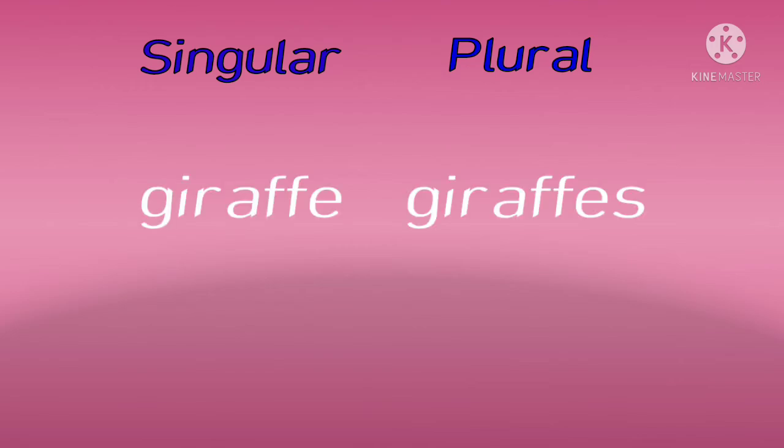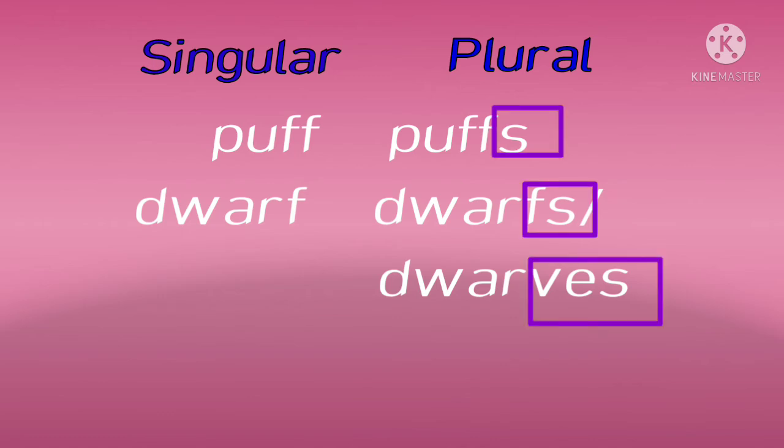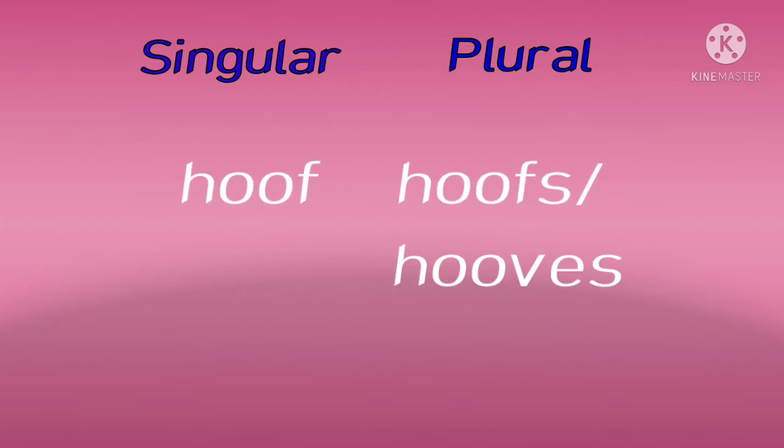However, there are some exceptions to this rule. Say for example, giraffe. In spite of ending with fe, it takes s to make it plural. It doesn't take ves. Again, the word puff, puffs, dwarf, both the ways it is correct, dwarves and dwarfs. Hoof also, hooves and hoofs, both are correct.